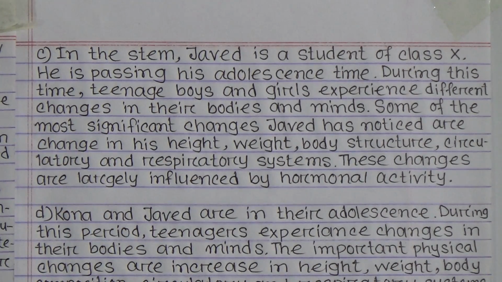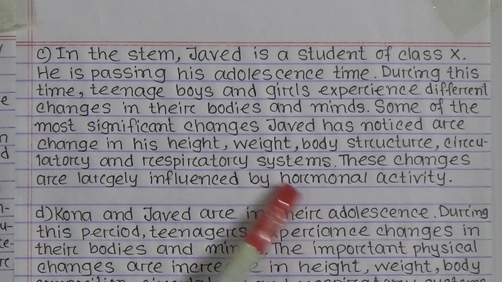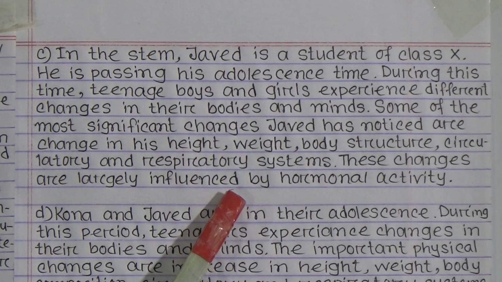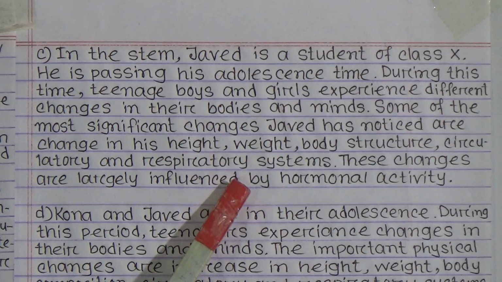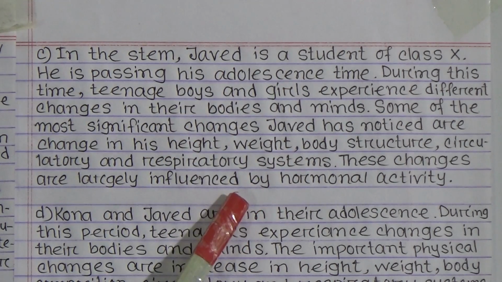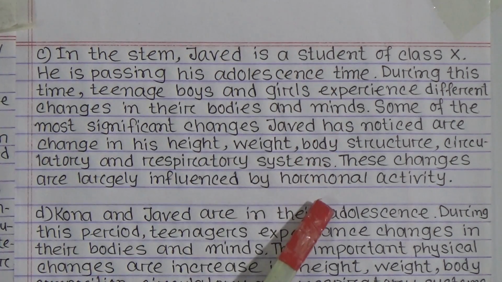So as we say, in the time of adolescence, there are some changes in body structure and respiratory system. All this happened with Javed as he is a student of class 10 and is passing his adolescence time. All these are natural, and all these are happening because of his hormonal changes.